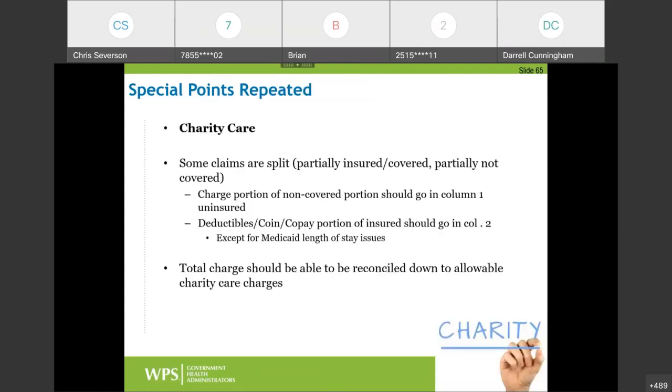Special points, some of these are repeated now. The charity care, again, you might very well have a split claim, and part of it's insured, part of it's not covered. The charge portion goes to column 1. The deductible, coinsurance, copay goes to column 2, unless it's that Medicaid length of stay issue. In that case, the charge also goes to column 2.